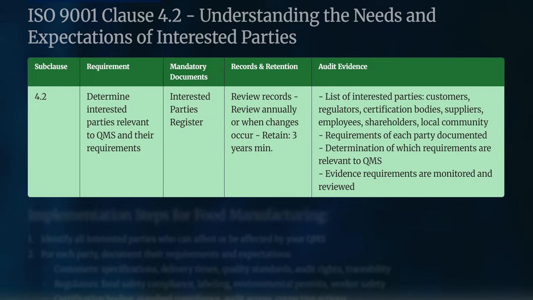During audits, the evidence we need to present: we need to prove that the list of interested parties exists, including customers, regulations, certification body, suppliers, employees, stakeholders, and local communities. And also, we need to prove that the requirements of each party are documented, with documentation of which requirements are relevant to QMS. And also, we need to show evidence that requirements are monitored and reviewed.